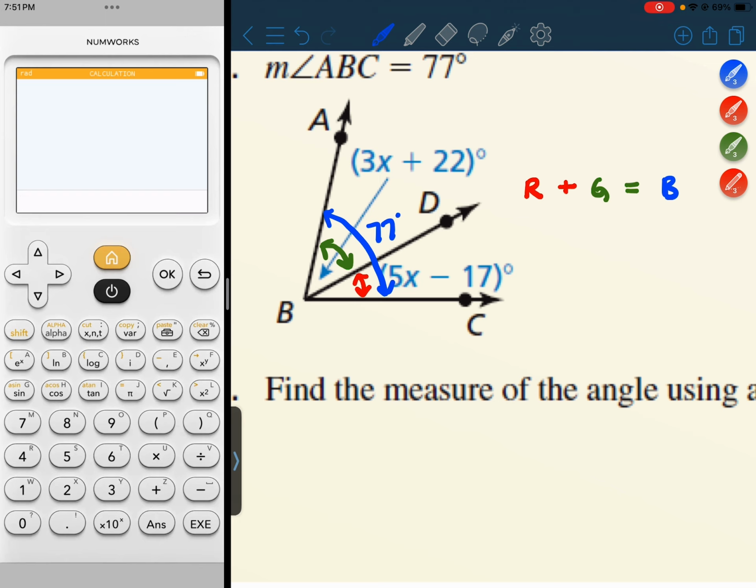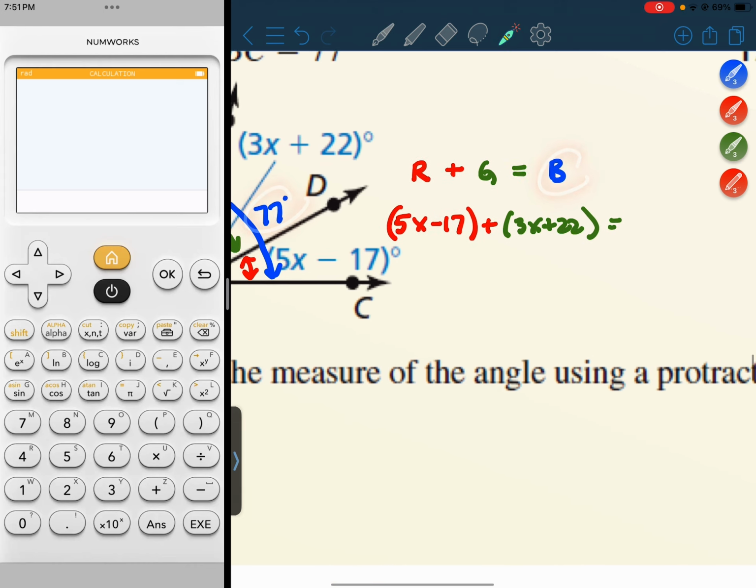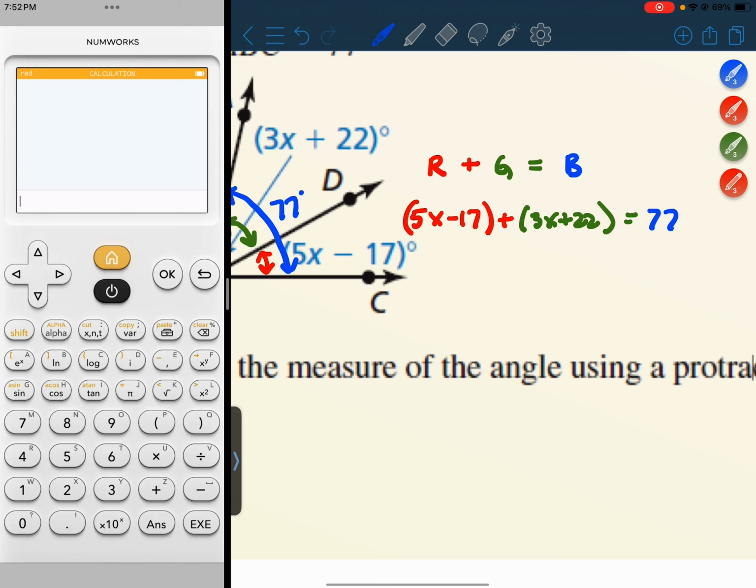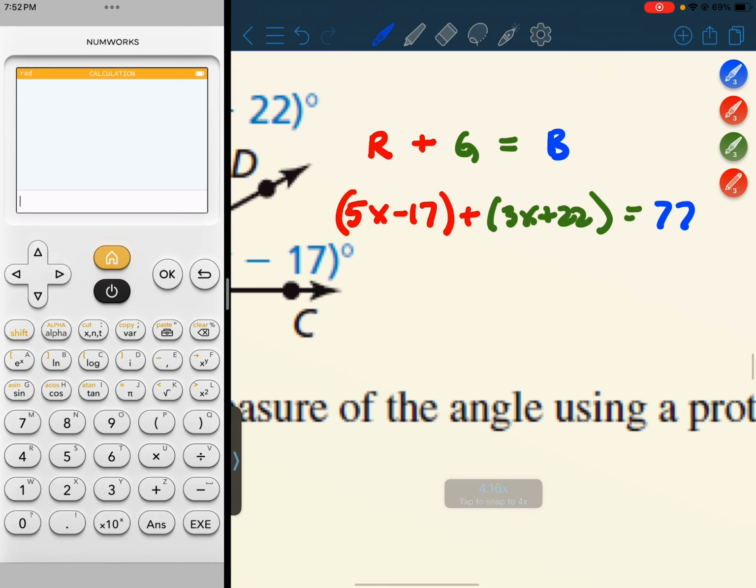Now that I know the relationship using the colors, I can substitute all the measurements and the expressions. The red angle, I'll use the expression 5x minus 17, plus our green angle, which can be expressed as 3x plus 22, equals our blue angle, which is 77. At this point we don't need to keep using three different colors. We'll just write everything in one color.